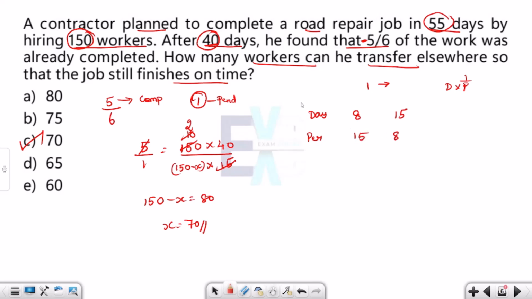That means what will be the ratio? 15 and 8. So initially how many members? 150. So 15 equals 150. So out of 15, now only 8 members are there. That means how many members am I going to remove? 7 members. So 7 is equal to how much? If 15 is equal to 150, 7 will be 70. So again, the answer will be 70.